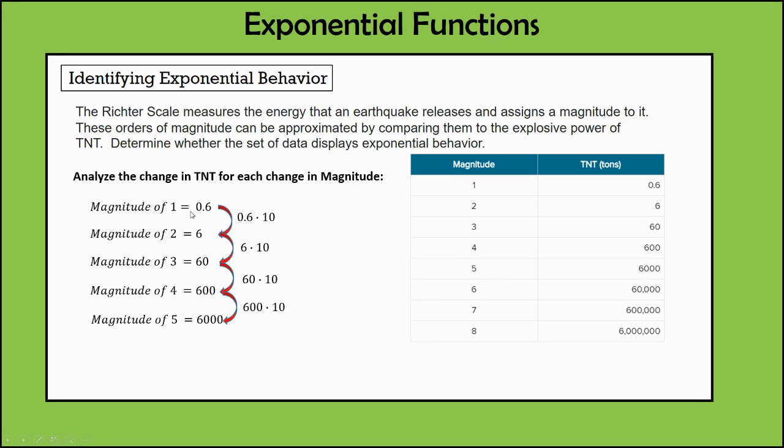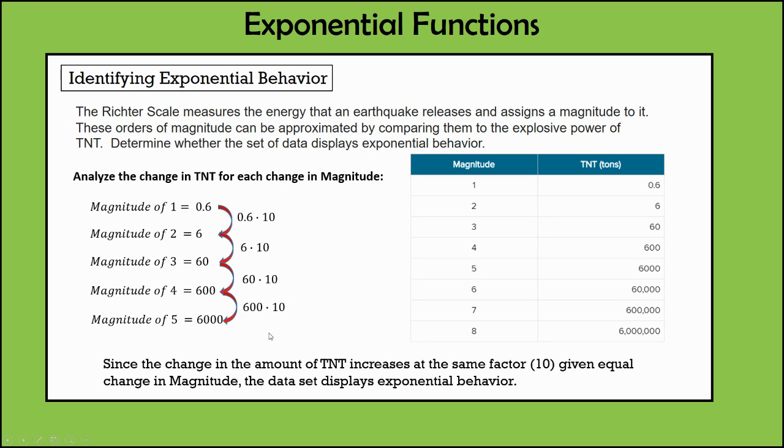So this isn't changing at a constant rate. It's not going up 5 each time or up 10 each time. It's changing by a multiple of 10 each time. Okay. So since this change increases at the same factor, a factor of 10, we're multiplying by 10 each time, given every equal change in magnitude, up 1 times 10, up 1 times 10, up 1 times 10, this then, therefore, is an exponential behavior. This represents exponential behavior. We could write an exponential equation to represent this particular graph or this particular set of data. Okay.